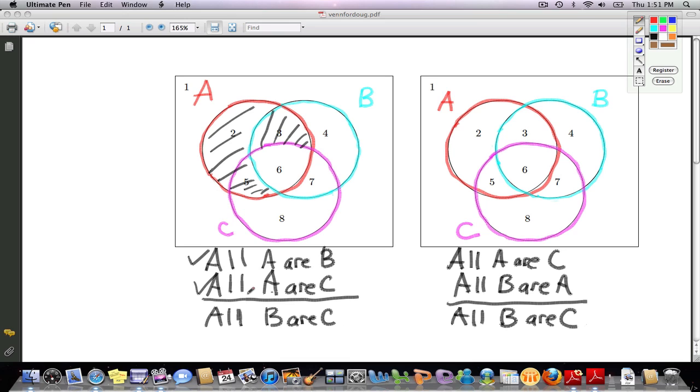All B are C says that we don't have any B's that are not C. We don't have anything in areas 3 or 4. We do have area 3 shaded out, and we do not have area 4 shaded out, so there's no guarantee that all B are C, and this argument, therefore, is invalid.